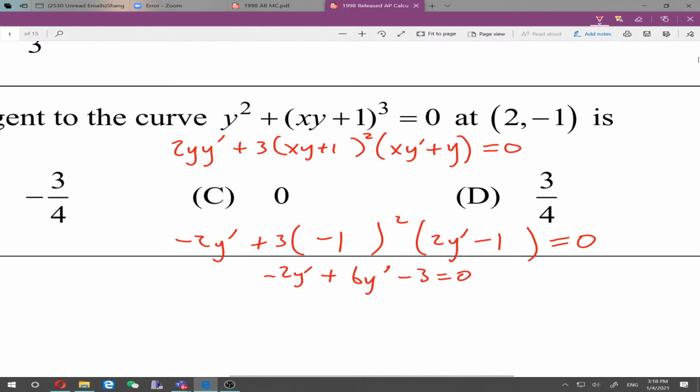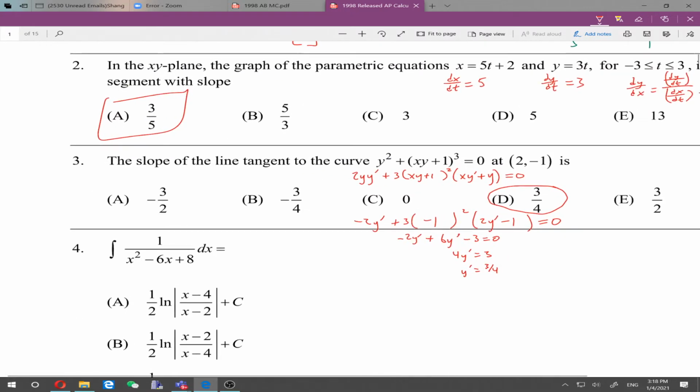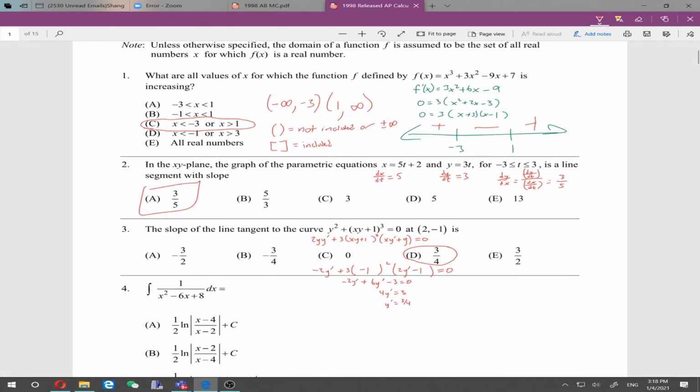Okay, so add all our like terms together. I've got 4y prime is equal to 3, or y prime is equal to 3/4, which is D. All right, any questions so far, 1 through 3?